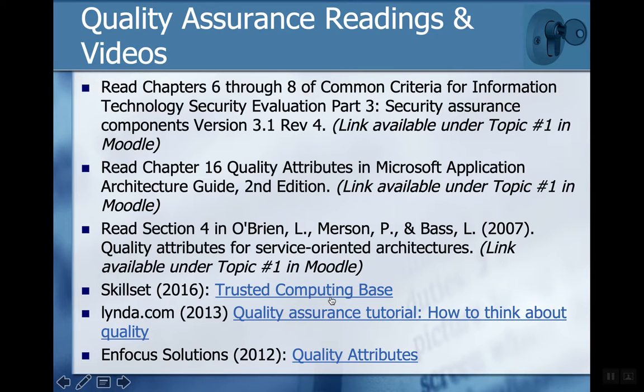There are a couple of videos: Trusted Computing Base; QA, basically a brief tutorial about quality assurance; and also another brief video talking about some of the different quality attributes, what we mean when we talk about quality.